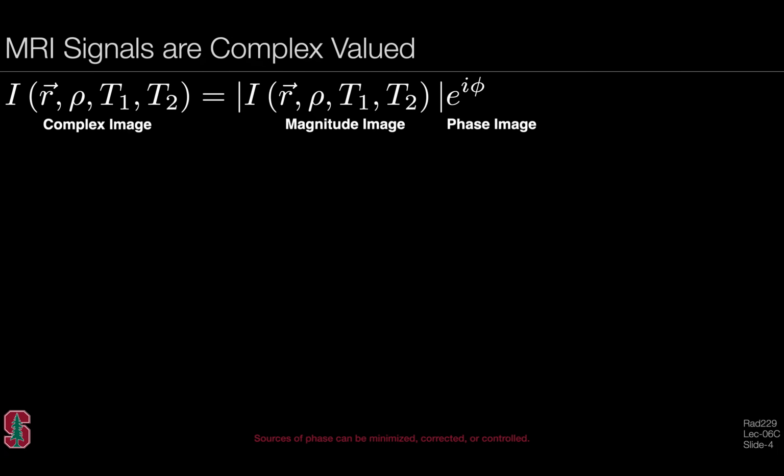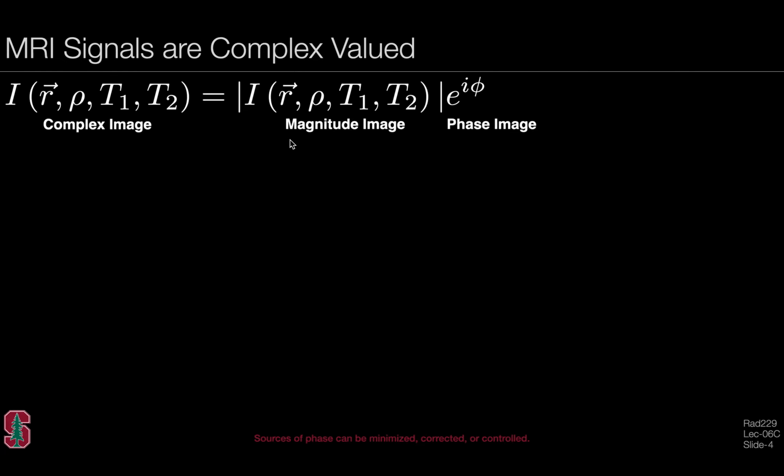You'll recall from the previous lecture that we learned about MR signals and the fact that they're inherently complex valued. And this means that for any image that we acquire on the MR system, it's a function of space. We have pixels at every position. The image intensity may also be a function of things like proton density, T1 and T2.